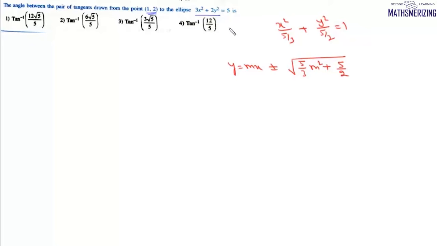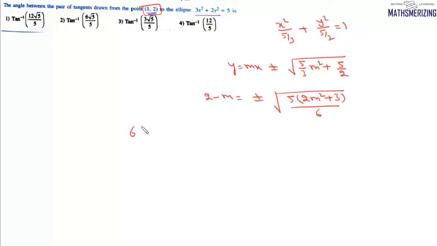Now we need those tangents which pass through this point, which is 1, 2. So we'll put the value of x as 1 and y as 2. So it'll be 2 minus m, and it'll be equal to plus minus under root of 5 times (2m square plus 3) upon 6. Now we'll square both sides.